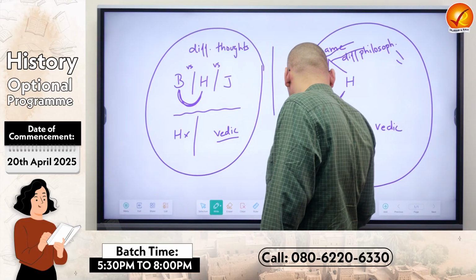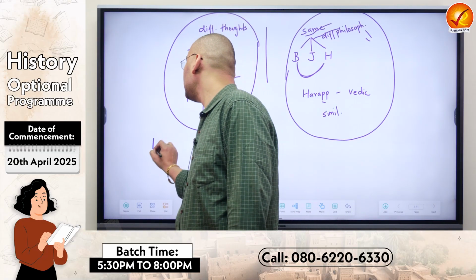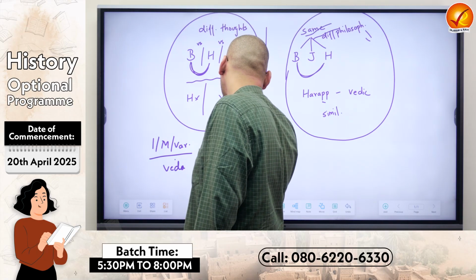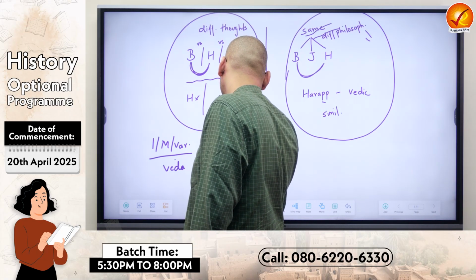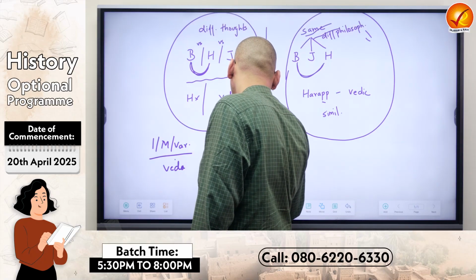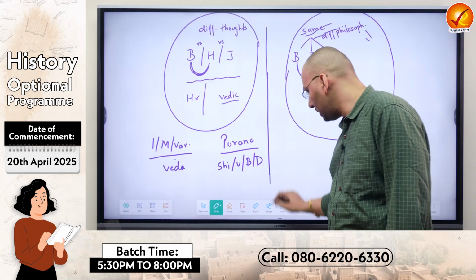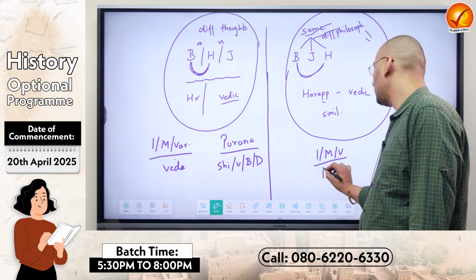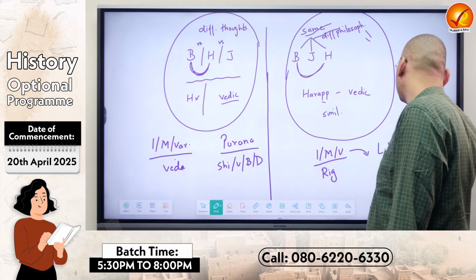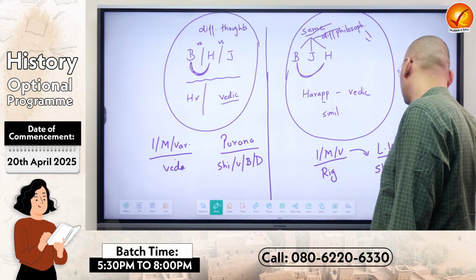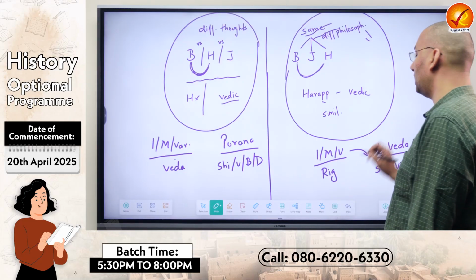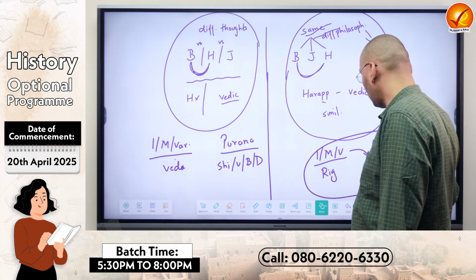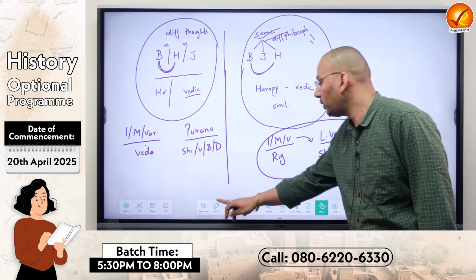For example, one view says that Indra, Mitra, Varun are the gods of the Ved, and the Puran gave Shiv, Vishnu, Brahma, Durga as the main gods. That is the old view. Another view says Indra, Mitra, Varun were gods of the Rigved, and the later Ved made Shiv, Vishnu, Brahma, Ganesh the main gods. All of them are Vedic gods, and these Vedic gods were popularized by the Puran.